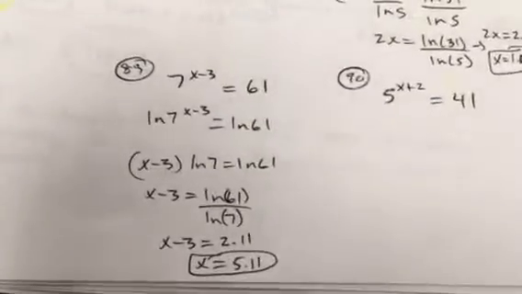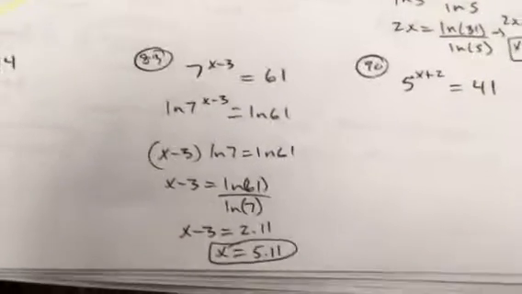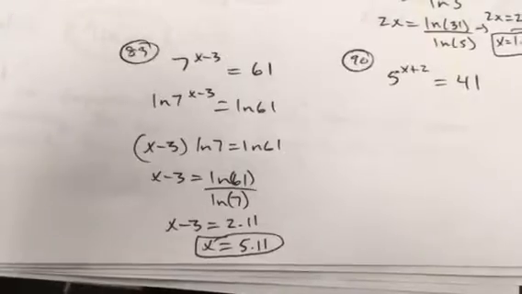Guys, on this one, attach natural log to both sides. All right, divide both sides by natural log 7. Natural log 61 divided by natural log 7 is 2.11. Add 3 to it. That's how you get your answer.